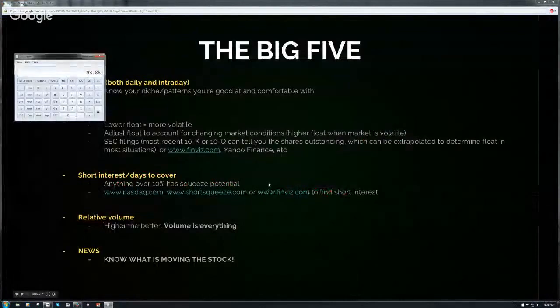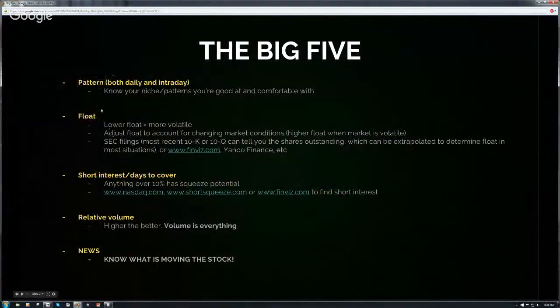So those are the first four. We have now the pattern, the float, the short interest or days to cover, and the relative volume. The fifth one is the news. Know what is moving the stock. Know the fundamentals of the company. Understand what the company does. Understand why the stock is up 100% or down 50% or down 70%. You should know why the stock that you're trading is moving before you trade it.